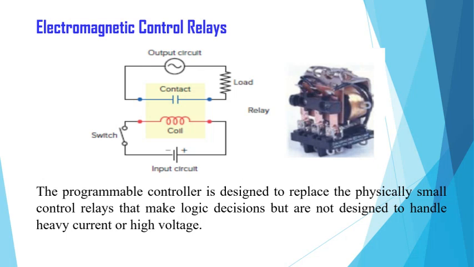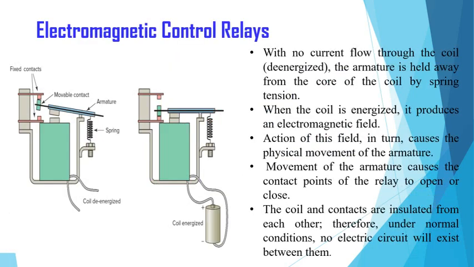An electrical relay is a magnetic switch. It uses electromagnetism to switch contacts. A relay will usually have only one coil but may have a number of different contacts. Here, the circuit shows the schematic for the electromagnetic control relays. In this figure, we can see the structure of the electromagnetic control relays.